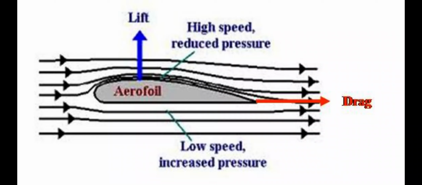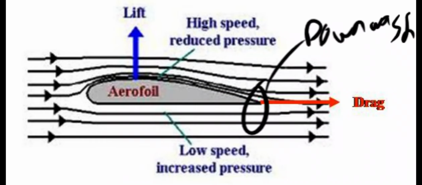The airfoil shape produces a lift force when moved relative to the air. The airfoil shape produces a downwash. This downwash creates a pressure difference between the top and bottom of the airfoil, creating lift. The greater the downwash of the airfoil, the greater the lift produced.